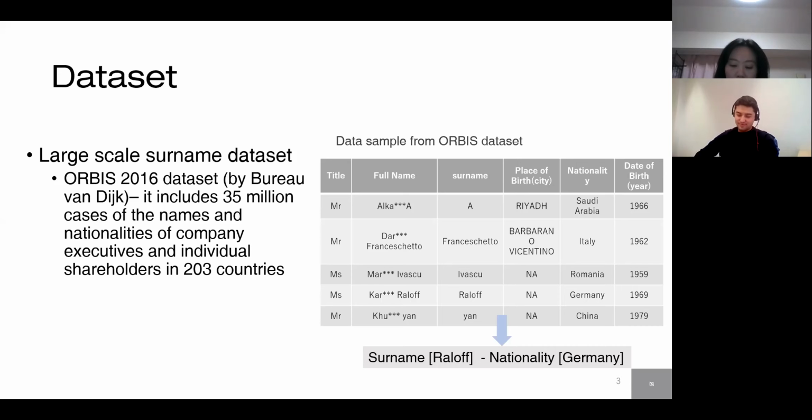First of all, I will introduce the large scale of name data used in this study. We use this 2016 data, and some of the samples from this data are shown in this table. This includes data such as title and full name and place of birth, nationality, and so on. We used the surname and nationality data separately from this data in order to make a model of nationality classification according to the surname.